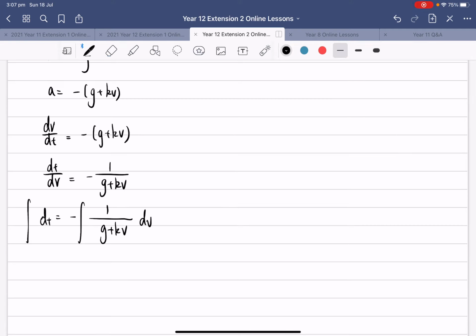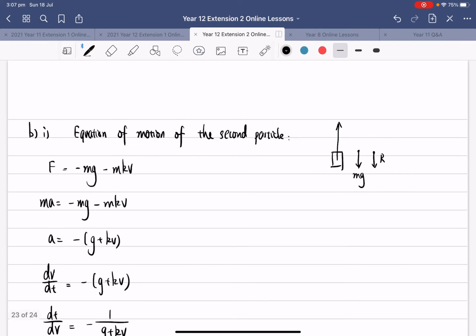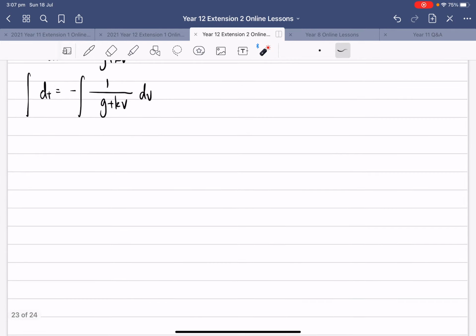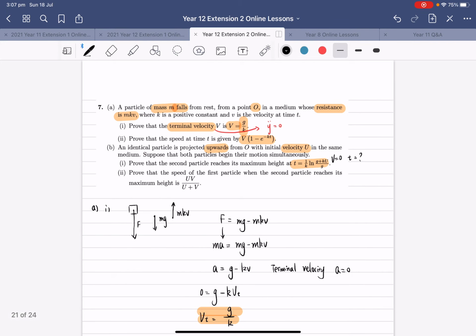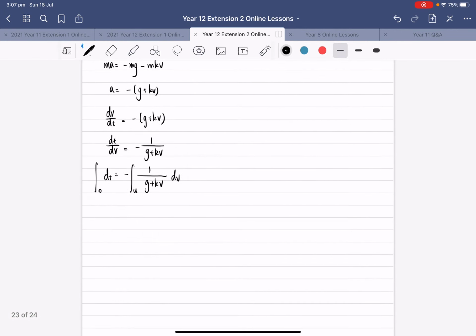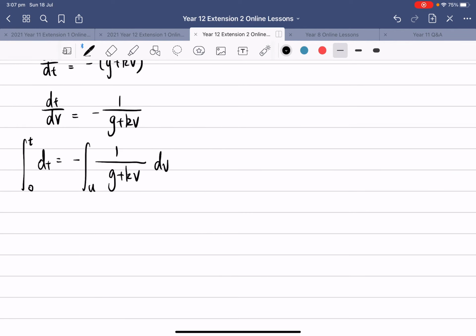So again, if you think about it this way, when t is equal to 0, the particle is at this level here. Initially the particle is still on the ground, so the velocity is going to be the initial velocity. So when t is equal to 0, the velocity is equal to u. I think the question tells you the initial velocity is capital U here. And when t is equal to t, any time, I want to find out the time when the particle reaches maximum height. The particle reaches maximum height when the velocity is equal to 0.